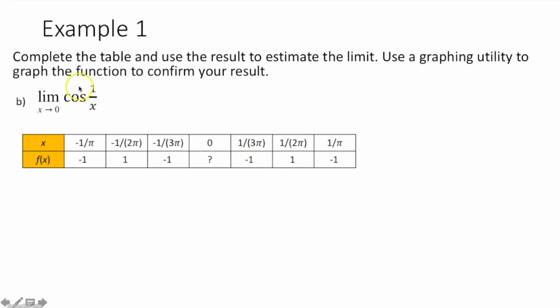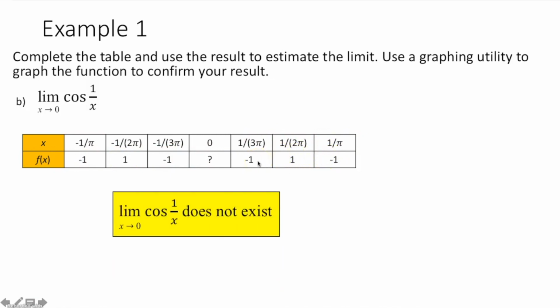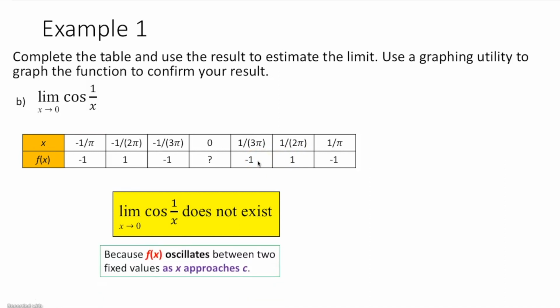Now, if you recall, we looked at the graph of this earlier, and it oscillates. It bounces back and forth between 1 and negative 1, and we see that our table confirms that. As x approaches 0 from the left, we are bouncing back and forth between 1 and negative 1. As x approaches 0 from the right, same thing. It bounces back and forth between 1 and negative 1. Therefore, the limit as x approaches 0 of cosine of 1 over x does not exist because f of x oscillates between 1 and negative 1.